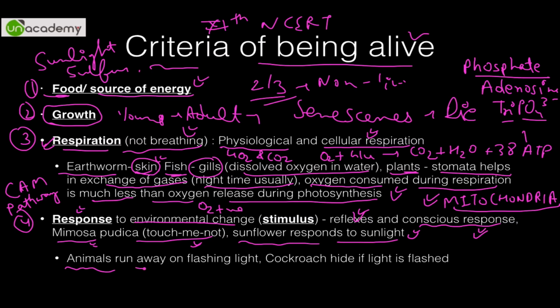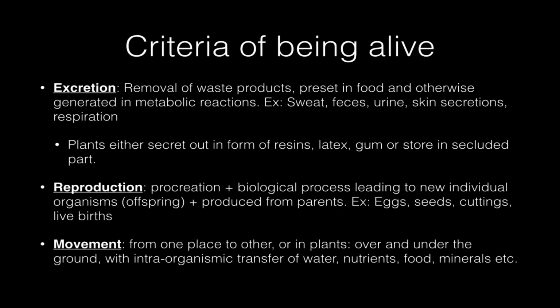Now animals run away on the flashing light. रोड पे आप जा रहे होते हो, सामने कोई एनिमल आ जाता है तो usually they run away when they see a car coming. Now cockroaches also hide if the light is flashed. किचन में जाके कुछ छोड़ के आना सामान, so you'll see cockroaches gathered around it. As soon as you turn on the light, they will just rush away. So that is response to the environmental change, or what is called stimulus.